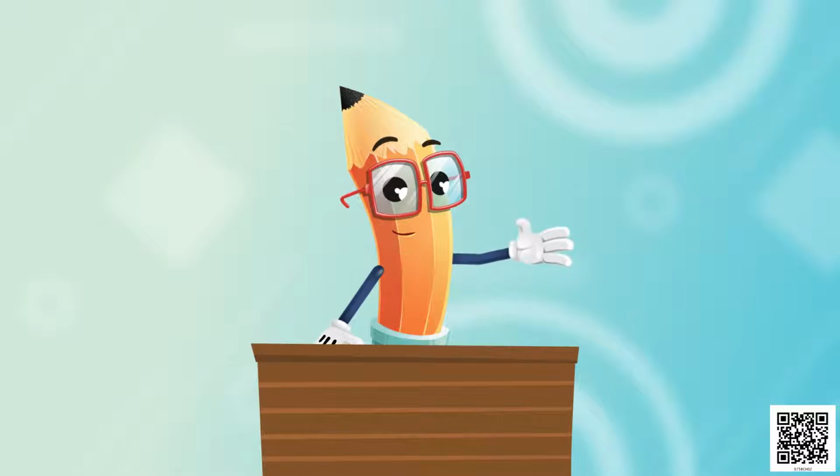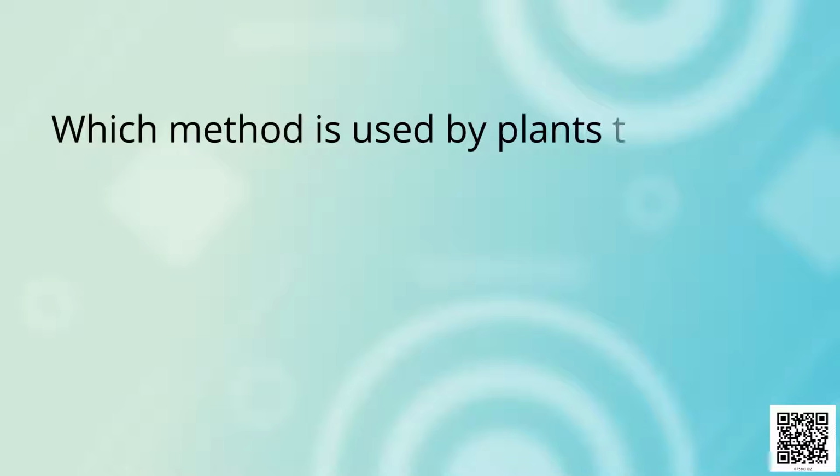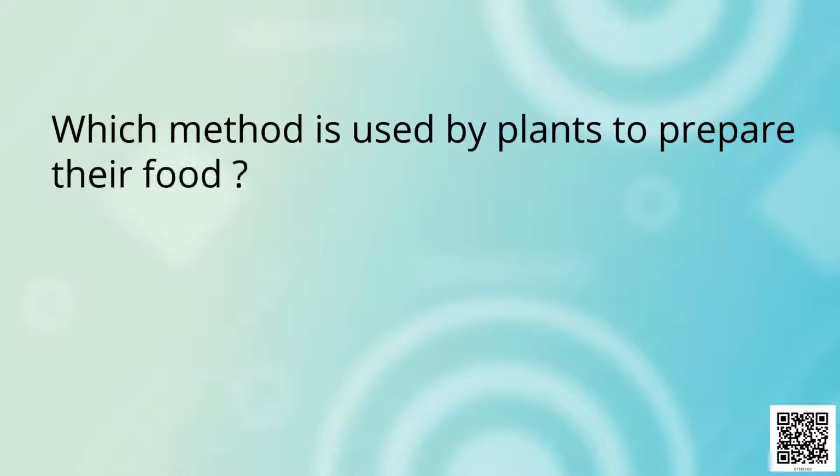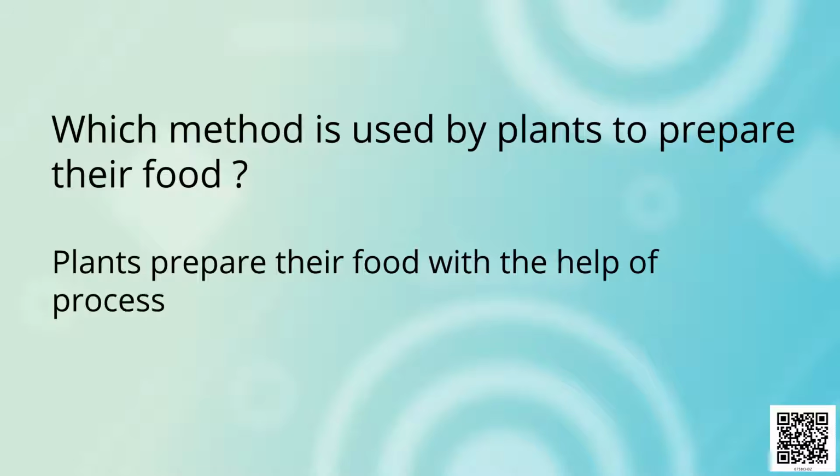First of all, we will recall what you already know. I will ask a few questions and you try to answer those questions. Which method is used by plants to prepare their food? Correct answer. Plants prepare their food with the help of the process of photosynthesis.